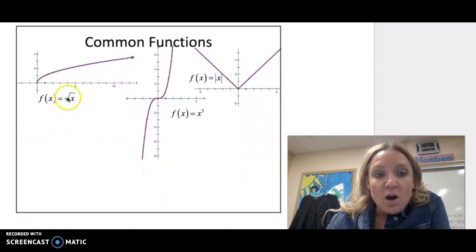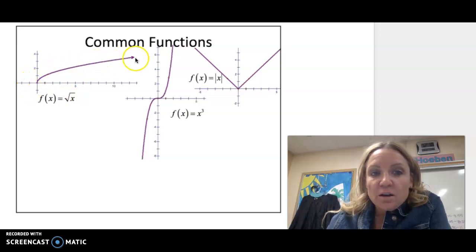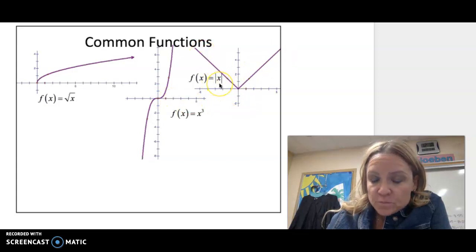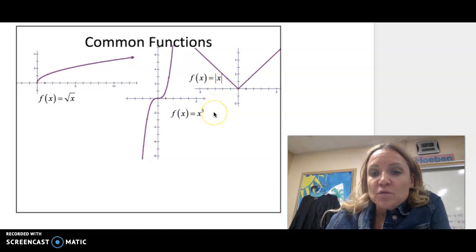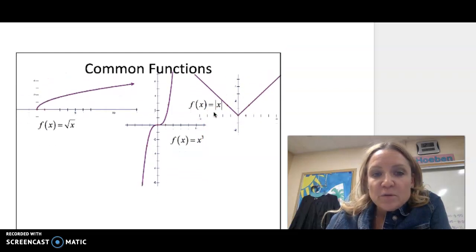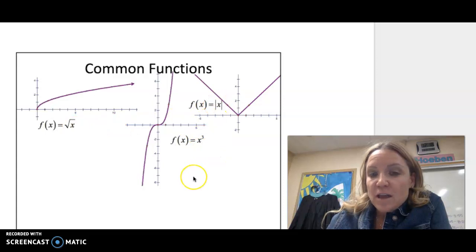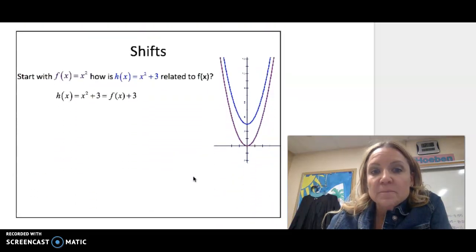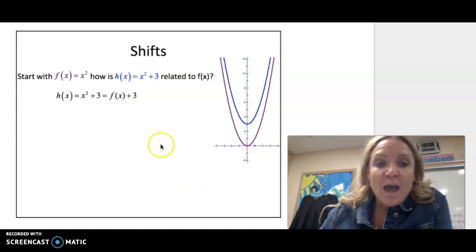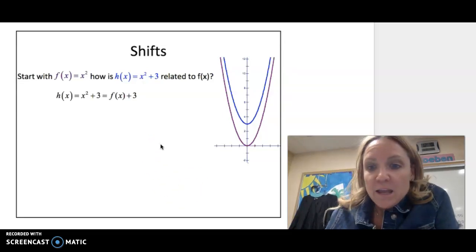Some other common functions are a square root, which has this general shape that's kind of like an arc going over to the side. A cubic, meaning to the third power, has this symmetry about the origin right here. And then this is the graph of an absolute value. If you haven't used Desmos before, you could go into Desmos, type all of these functions, and you would see these same graphs.